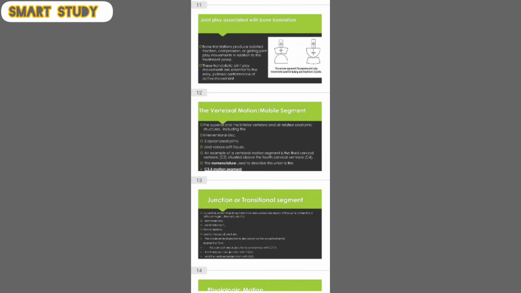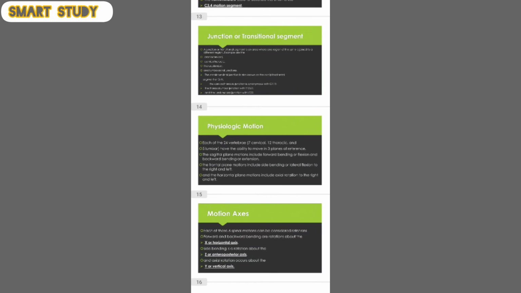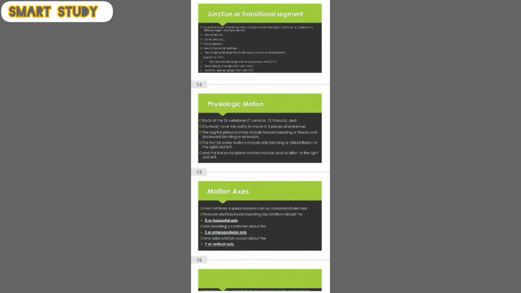Up next we have the junctions or translational segments. A junction or translational segment is an area where one region of the spine is joined to a different region. Examples are the craniocervical, the thoracolumbar and the lumbosacral junctions. The cervicothoracic junction is synonymous with C7-T1.